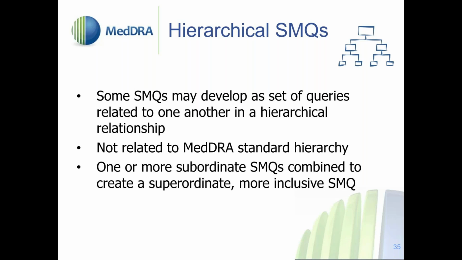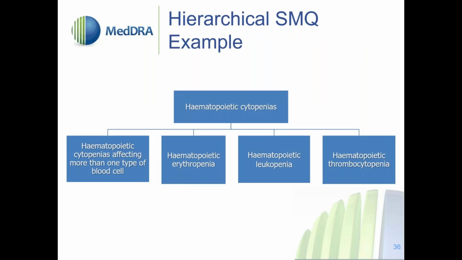So here's an example. Let's say that you're interested in cytopenias, low cell counts, hematopoietic cytopenias. Are you interested in all of them or in specific types of cells? Are you interested in red cells, erythropenias, white cells, leukopenias, platelets, thrombocytopenias? Are you interested in all of them? If you want all of them, you can run the parent SMQ, the hematopoietic cytopenias, and you'll get all of them checked in your database. But if you're really only interested in thrombocytopenia, you can restrict your search to be more specific to that SMQ.